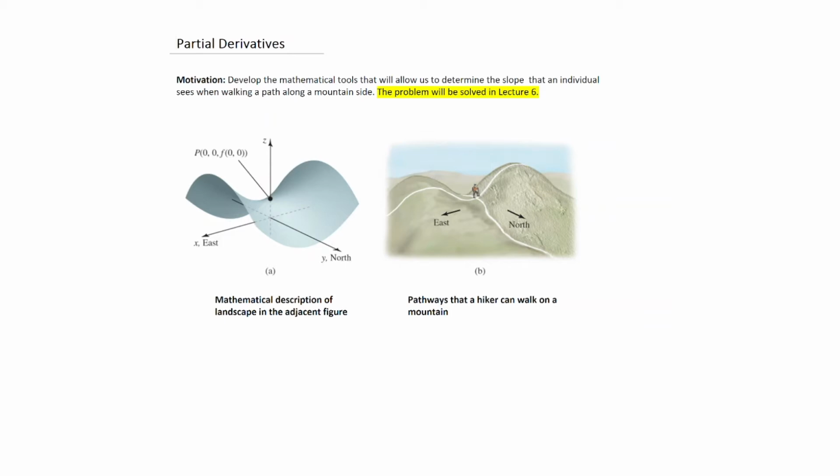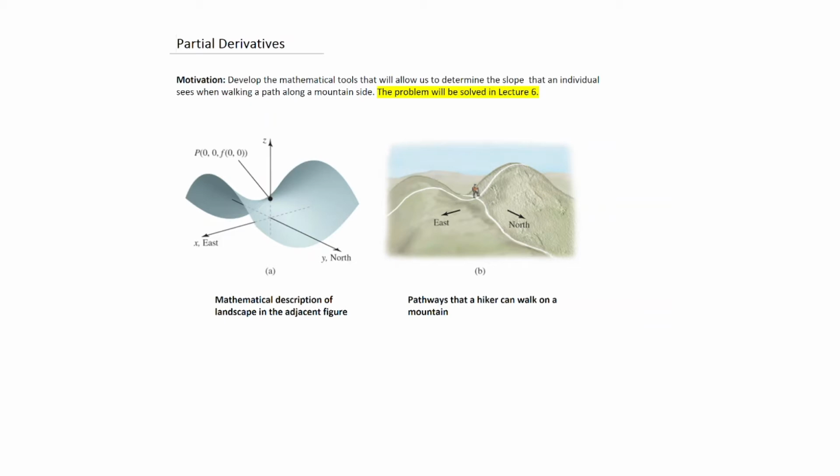If you look at the picture on the right, this shows you a hiker that's in a saddle, and the hiker has a choice of walking down the hill or walking east or west or north. The hiker wants to know, in the path in which he or she is walking, at any given point on the hill, what is the slope at that point? So the slope now depends on the direction traversed. How do you go about determining what the slope is?